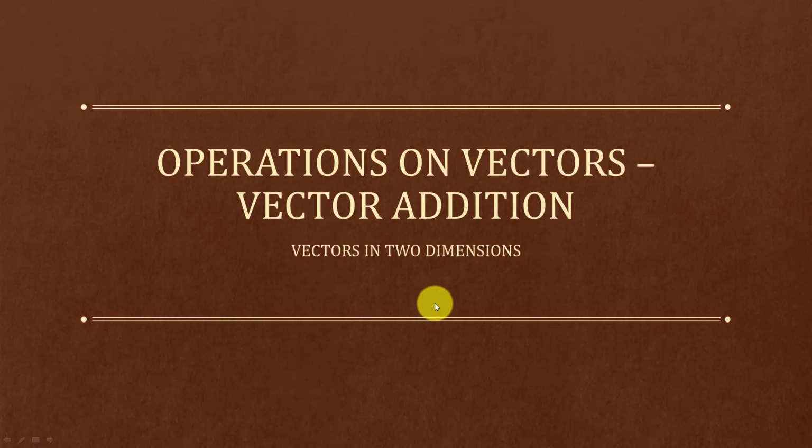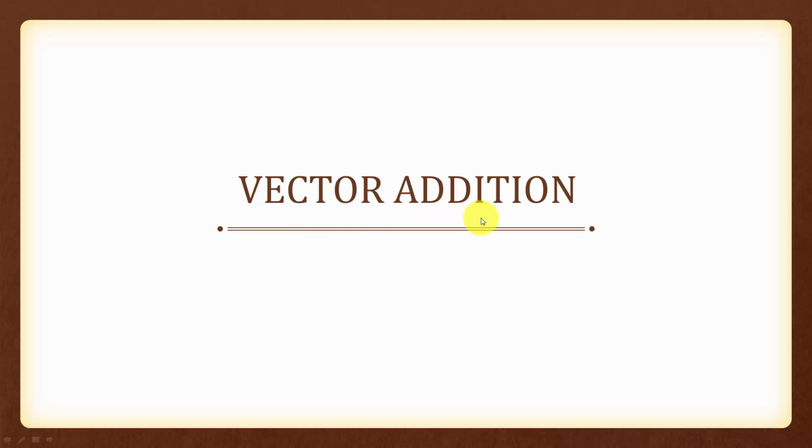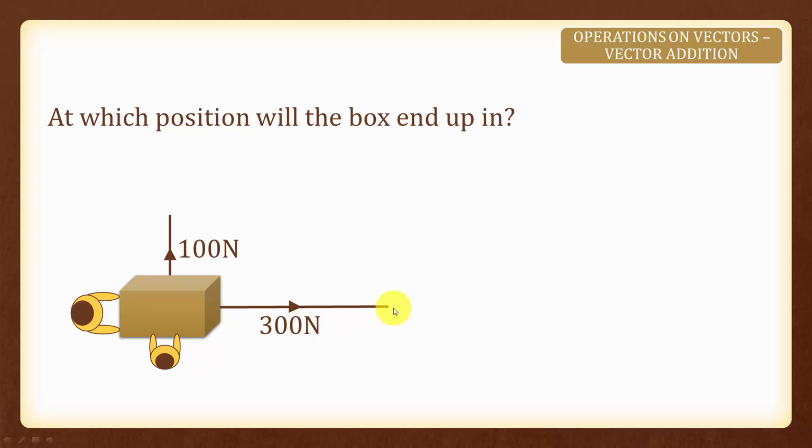In this topic, we'll learn about the operations on vectors. And we'll start with vector addition. At which position do you think the box will end up in if we apply a 100 Newton force upwards and a 300 Newton force to the right?